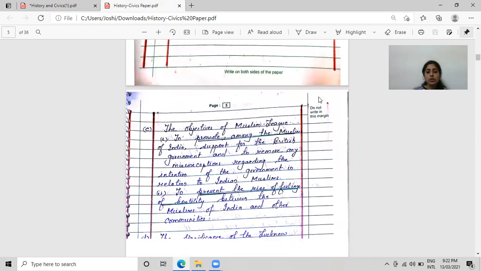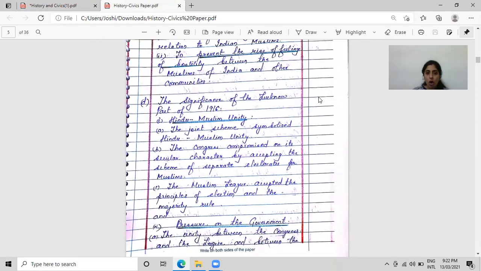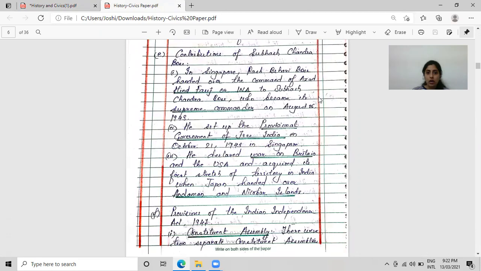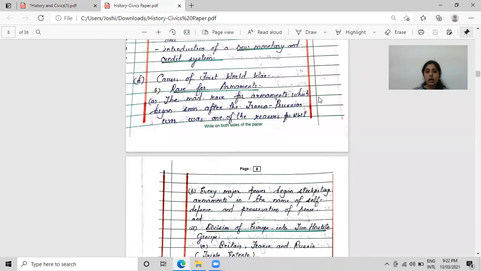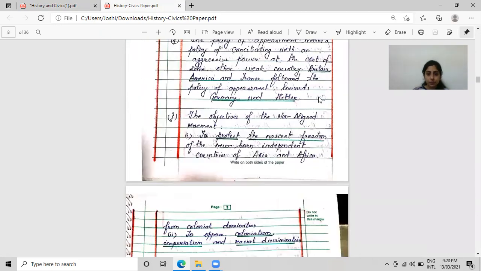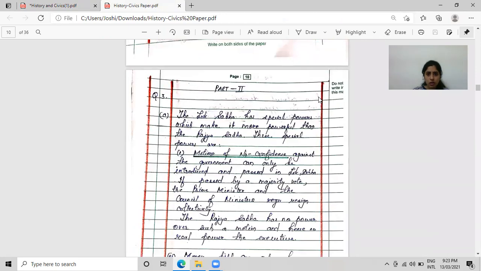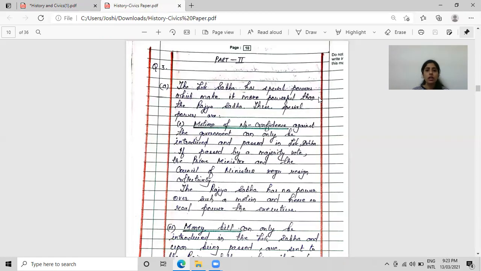Now directly going to the last section, that is of long answer, students. How the long answers are to be attempted. So let's go to part 3. As you can see over here, question 3, number A. The Lok Sabha has special powers which make it more powerful than the Rajya Sabha, and these are the special powers.